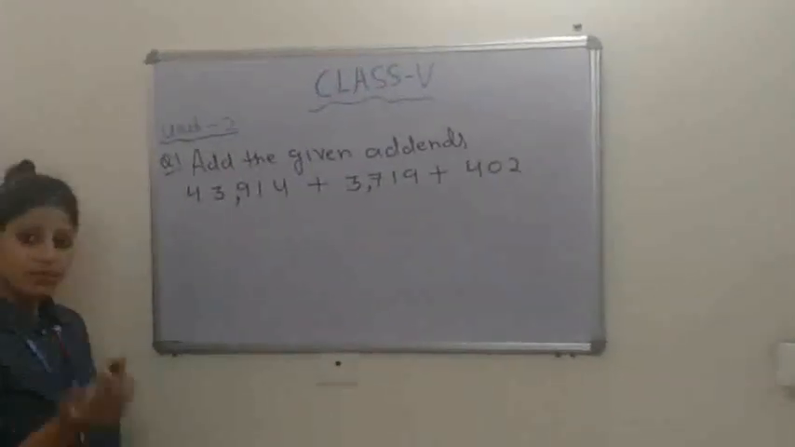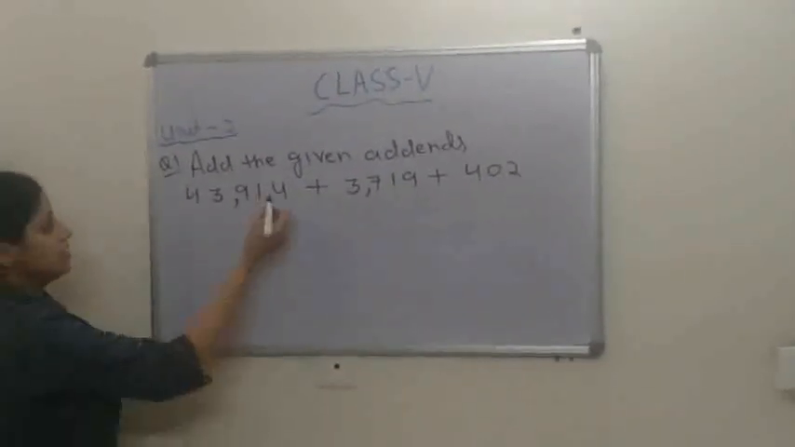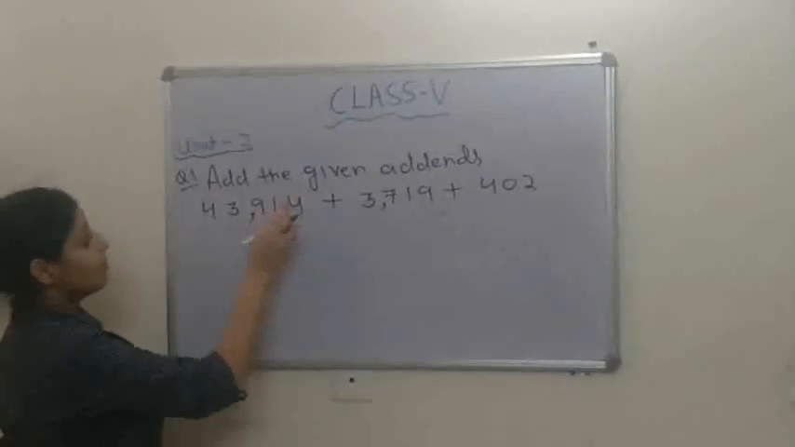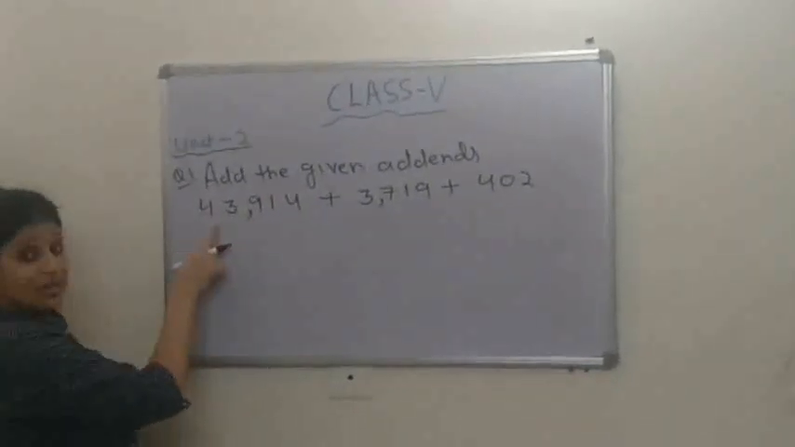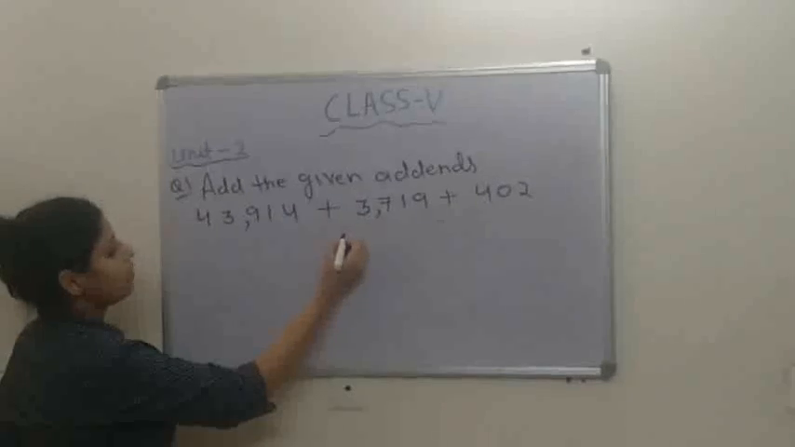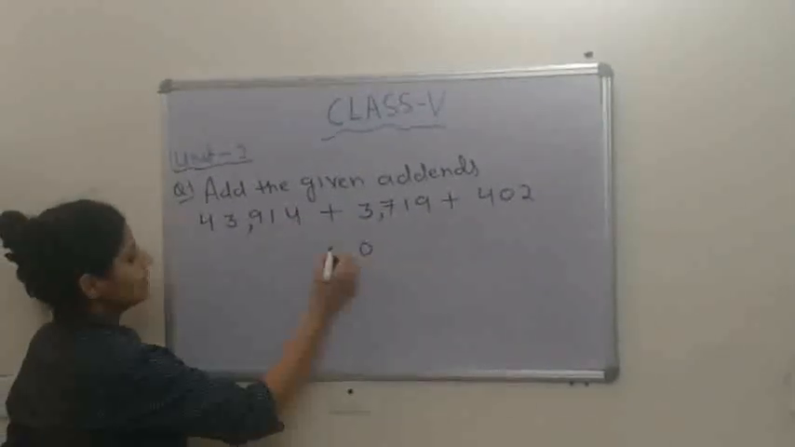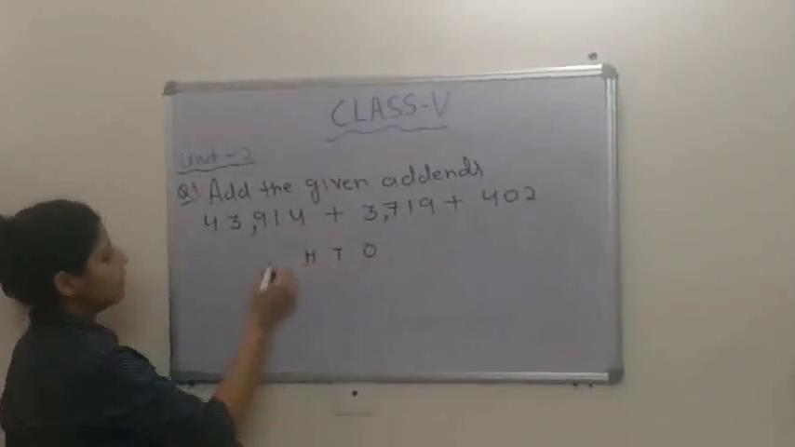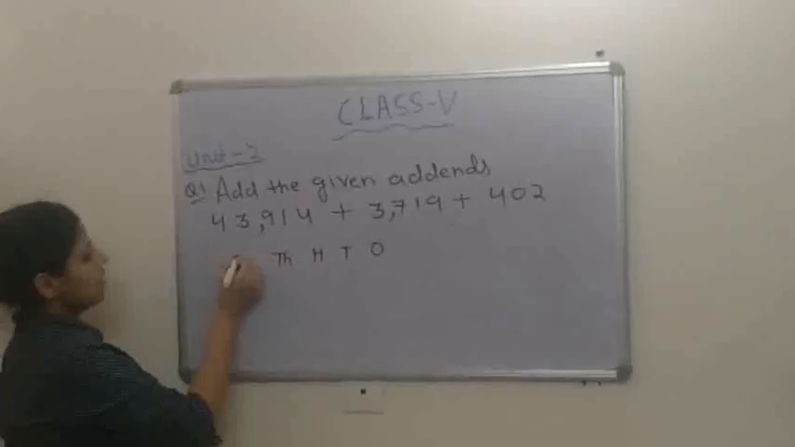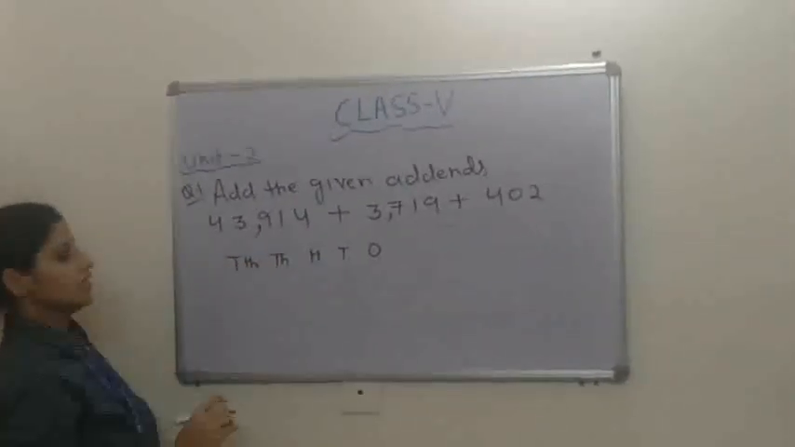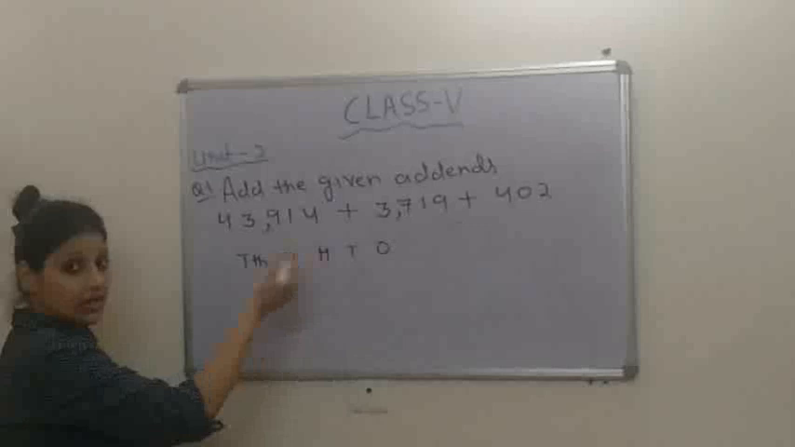Now we are going to place their places first. This is the greatest number, so it is still 5 places. So I am going to place all 5 places: ones, tens, hundreds, thousands and 10,000. Now digits from right to left.